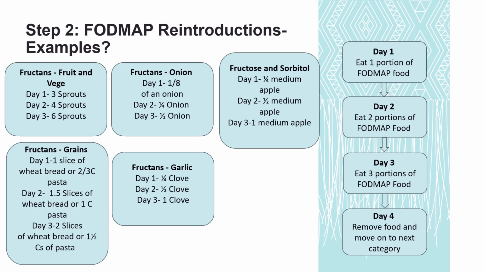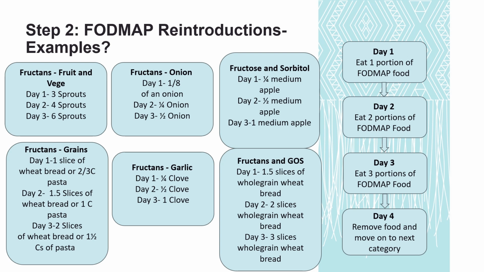Fructan and galacto-oligosaccharides. Day 1, whole grain wheat bread, 1.5 slices or 10 cashew nuts. Day 2, 2 slices of whole grain wheat bread or 20 cashew nuts. Day 3, 3 slices of whole grain wheat bread or 30 cashew nuts.